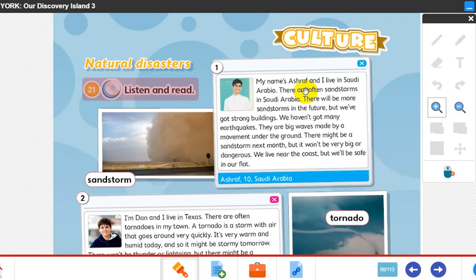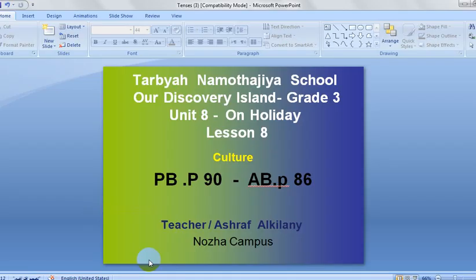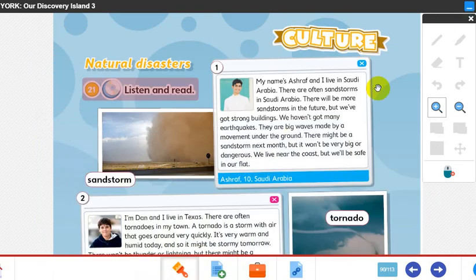Today, inshallah, we're going to study Unit 8, Lesson 8. This is a culture lesson, New Pupils Book on page 90 and your activity book on page 86. It's a cultural lesson, so my advice to you is that you should read cultural topics so that you can enrich your information. Right?